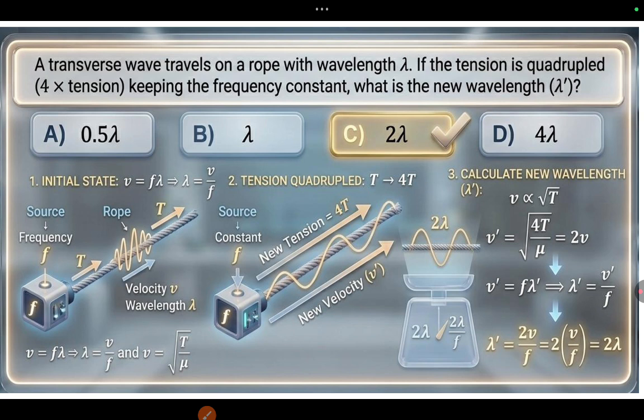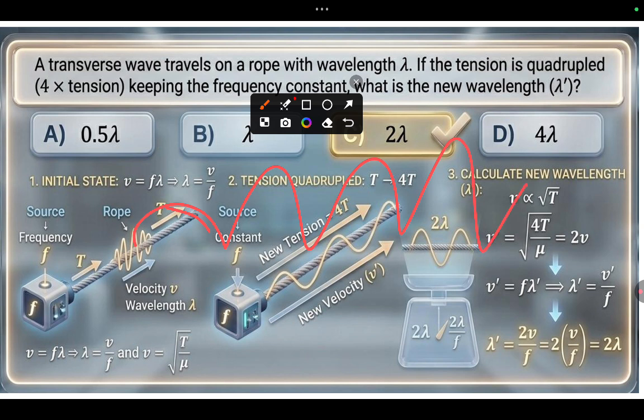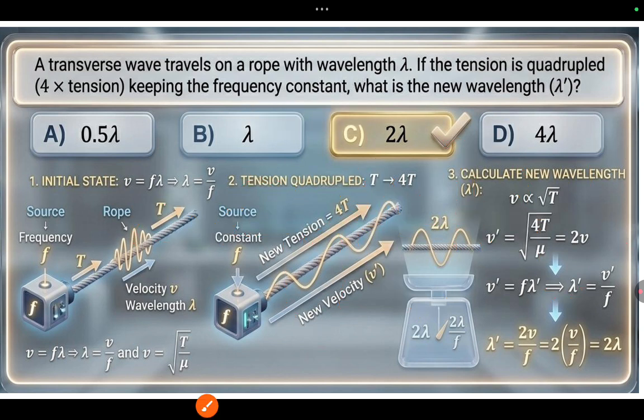So, a transverse wave travels on a rope with a wavelength lambda. If the tension is quadrupled, that means four times the tension, keeping the frequency constant, what is the new wavelength? So here, first of all, what is a transverse wave? The wave which moves perpendicular to the propagation, and that is about the transverse wave. Is it right? Which moves in a perpendicular manner.